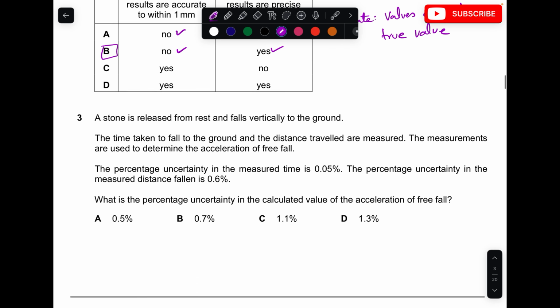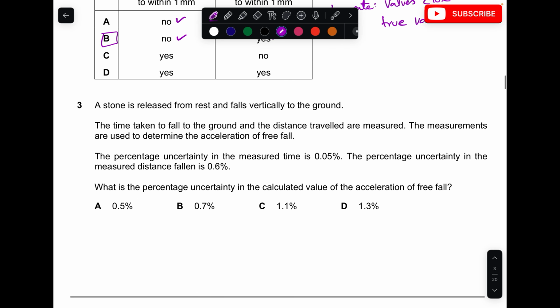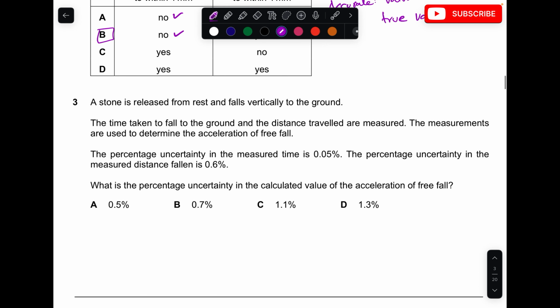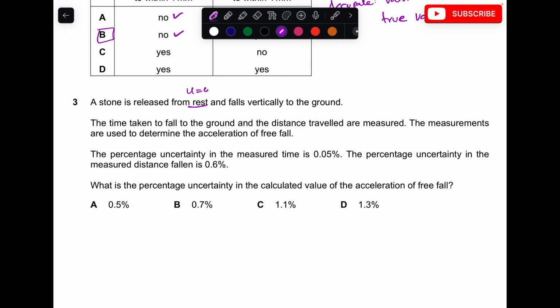Moving forward to the third question. A stone is released from rest and falls vertically to the ground. So rest means u is equal to 0. The time taken to fall to the ground and the distance travelled are measured. The measurements are used to determine the acceleration of free fall. So you have percentage uncertainty in time. The percentage uncertainty in distance is also measured.